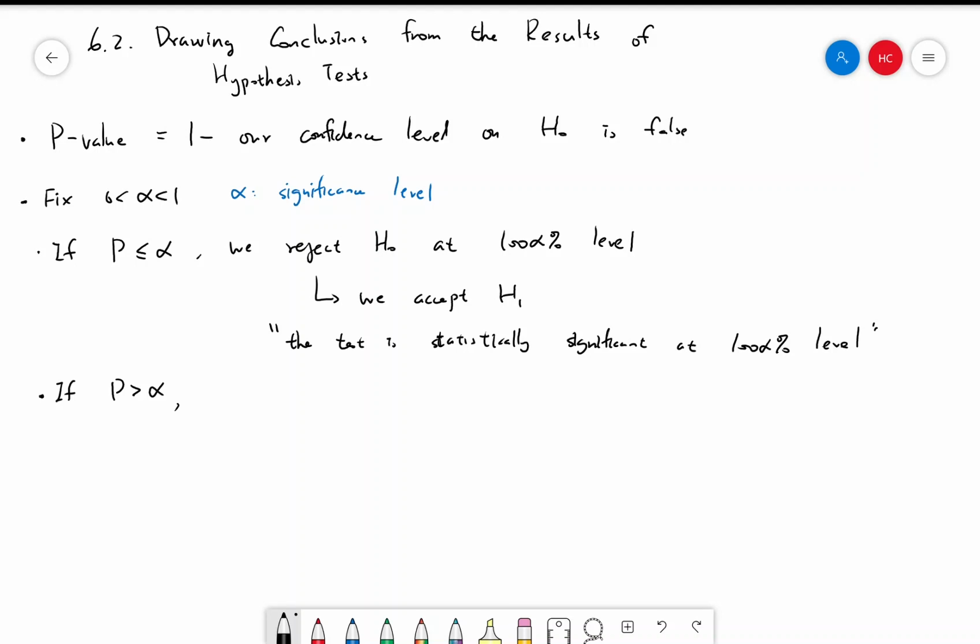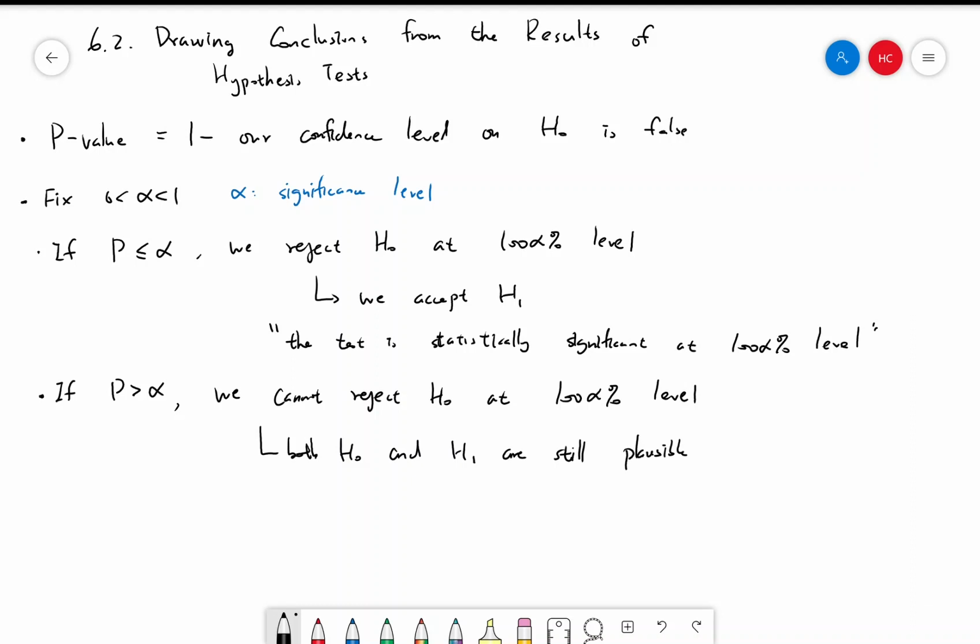But if p is greater than alpha, then we cannot reject H0 at this level. If we cannot reject H0, that means both H0 and H1 are still plausible. So this is the worst case scenario. This means we cannot draw any conclusions.